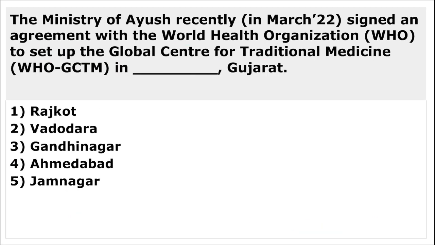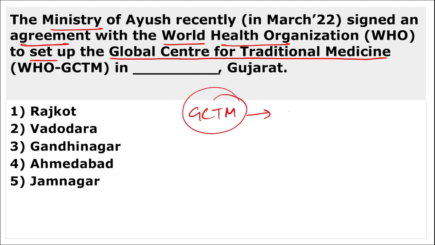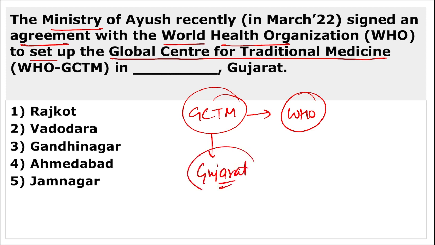Next question. The Ministry of Ayush recently signed an agreement with the World Health Organization to set up a global center for traditional medicines. So a global center for traditional medicines is going to be set up by WHO, that is World Health Organization. The state where this global center for traditional medicine will be set up is Gujarat. In Gujarat also, where this will be set up? It will be set up in Jamnagar.